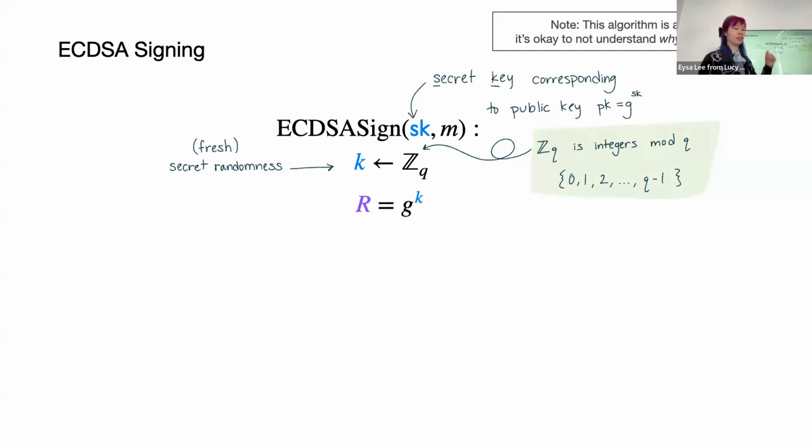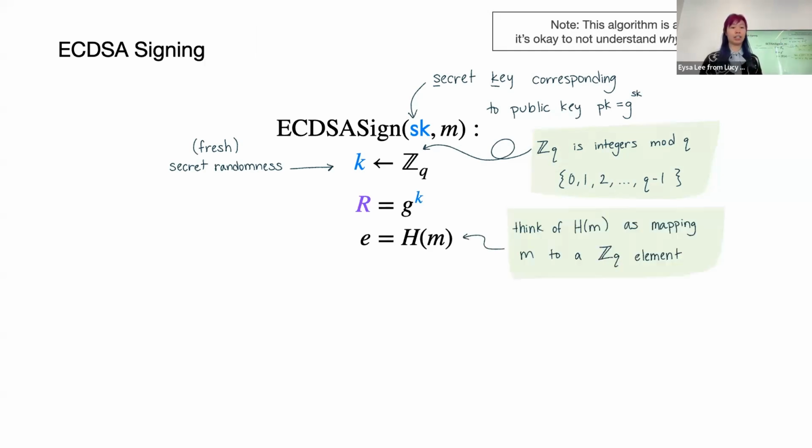Then we're going to compute this G to the K. And then we're going to compute hash on the message. Hash functions actually have some other definition, but for our purposes, you can just think of this as mapping a message to a ZQ element. So we're just mapping this to a different value.